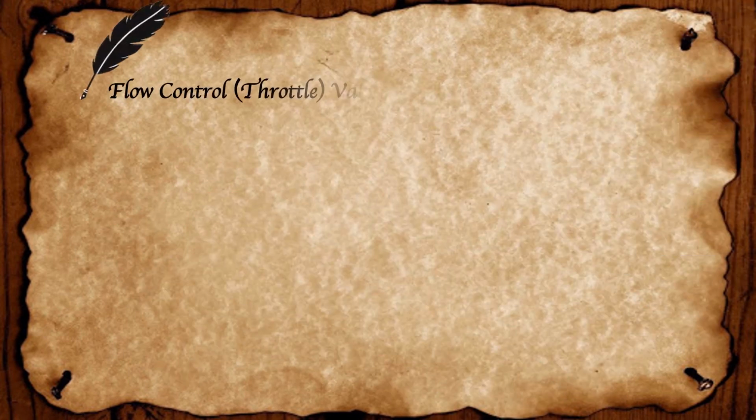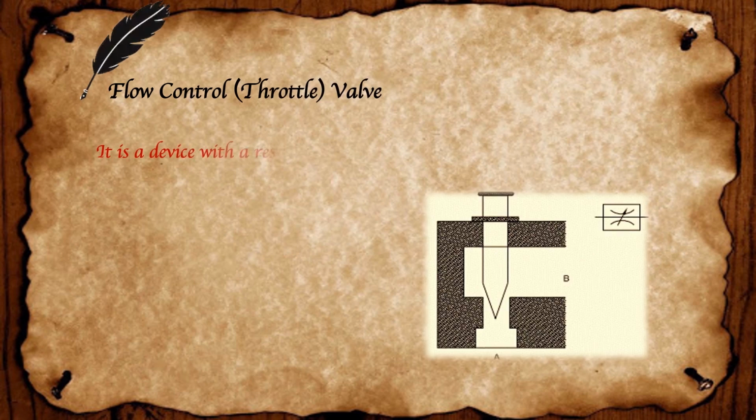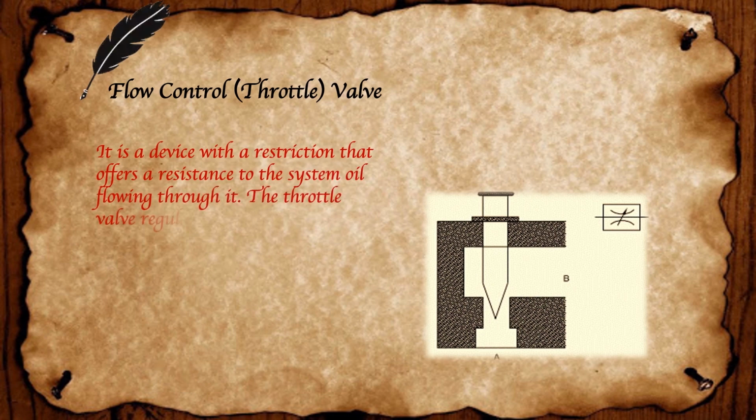Flow control throttle valve. It is a device with a restriction that offers a resistance to the system oil flowing through it. The throttle valve regulates the flow of the system oil.